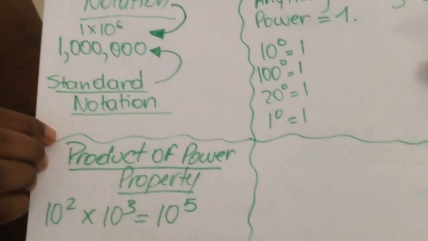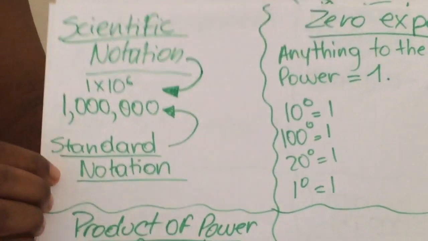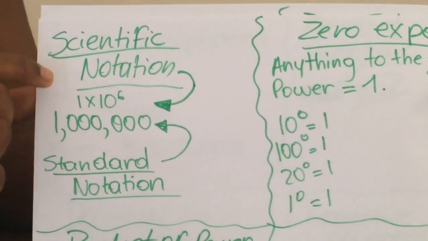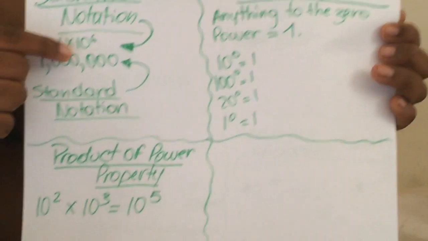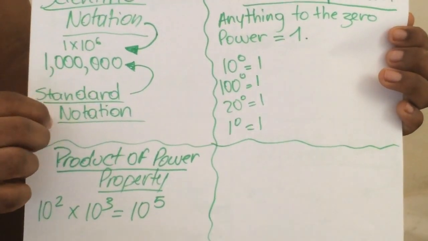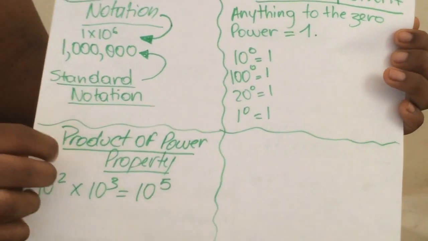Scientific notation is basically a way to shorten big numbers and write them in a simple way. So 1 million written in scientific notation is 1 times 10 to the 6th power. 1 million itself is written in standard notation over here.